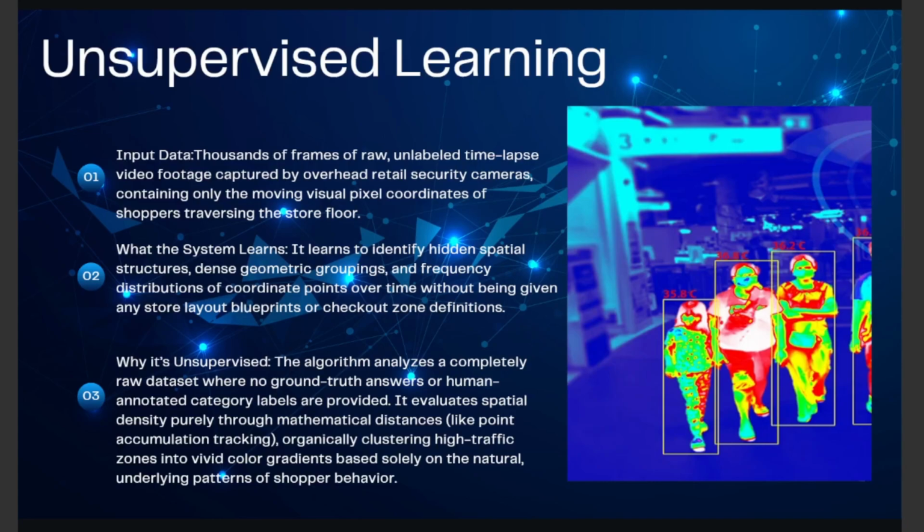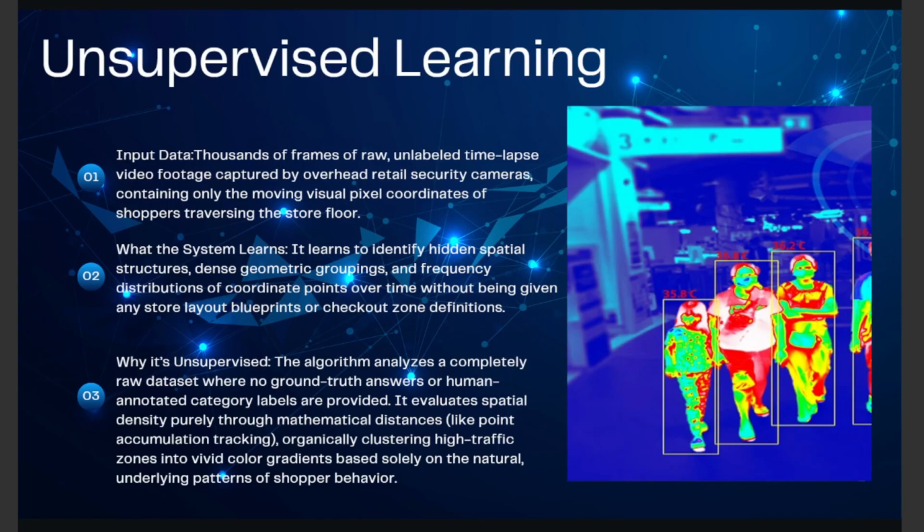Thousands of frames of raw, unlabeled time-lapse video footage captured by overhead security cameras, containing only the moving visual pixel coordinates of shoppers traversing the store floor. What the system learns is to identify hidden spatial structure, dense geometric groupings, and frequency distribution of coordinate points over time, without being given any store layout, blueprints, or checkout zone definitions.